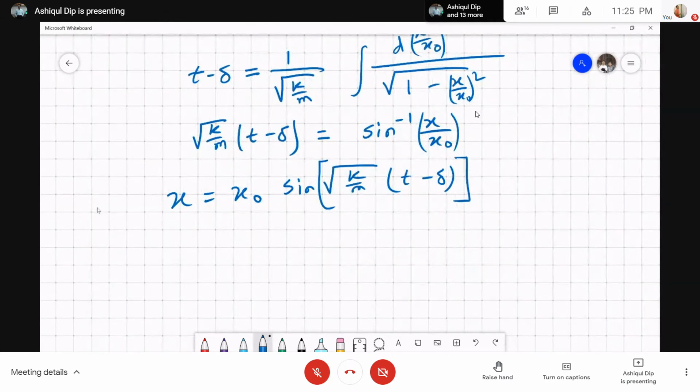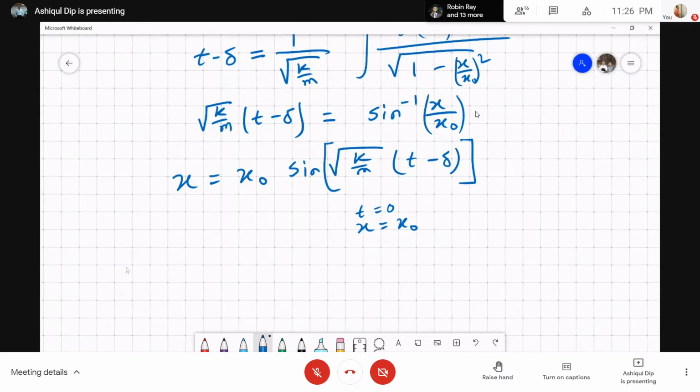We know that initially, at t equals 0, x equals x naught. So that gives your delta to be pi by 2. You need to see why.